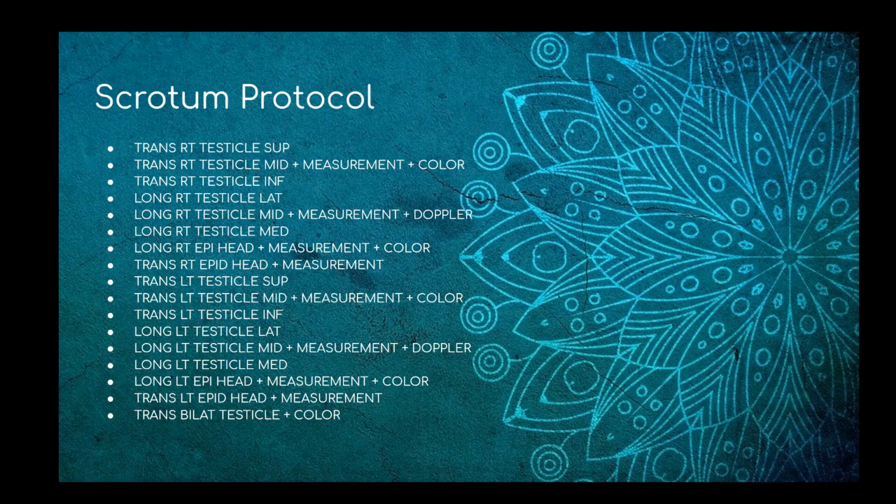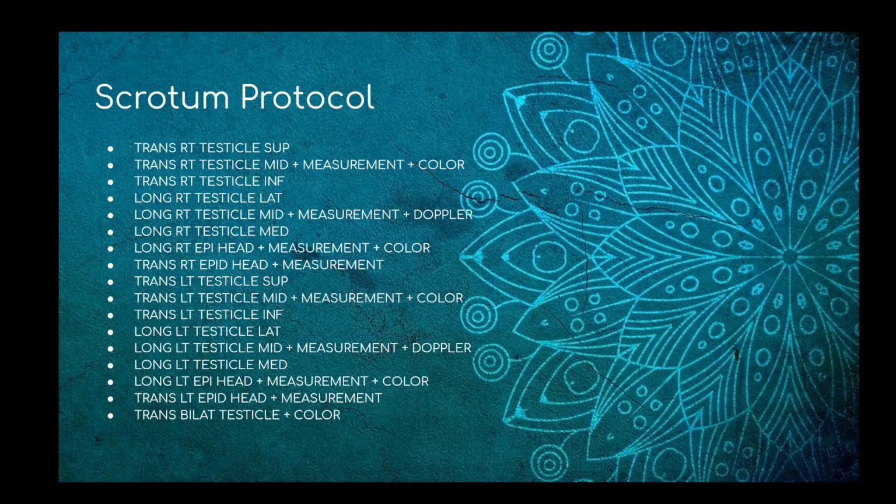The big one for this one is to point out that at the end you're going to do a bilateral testicle image. That's to show the radiologist the testicles in comparison to one another. Do they look the same? Is one heterogeneous and the other one is not? How do they look in comparison to each other?